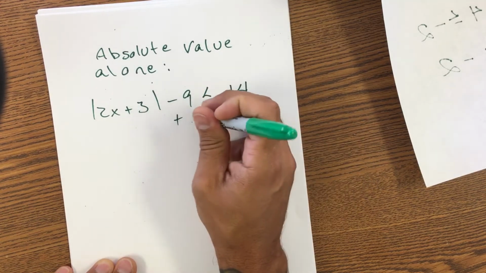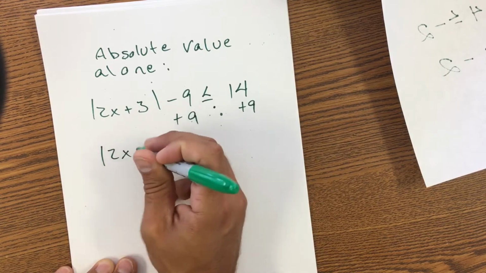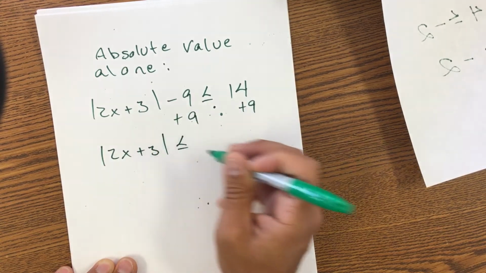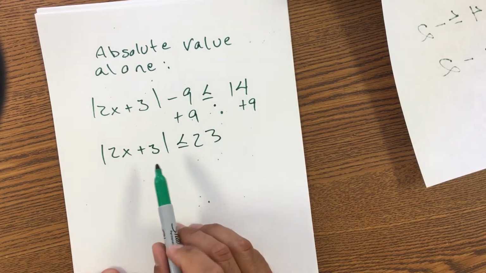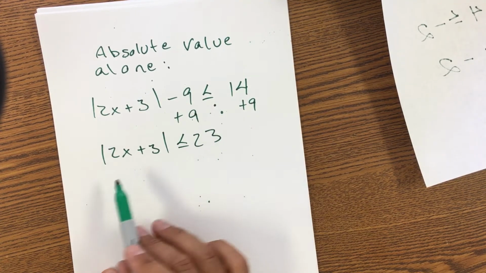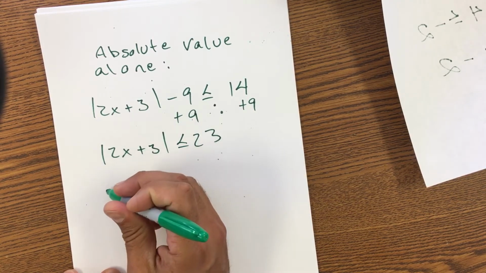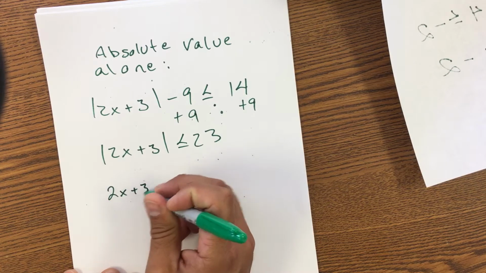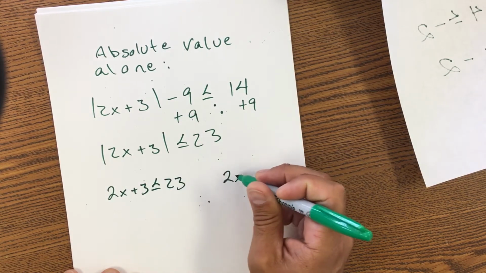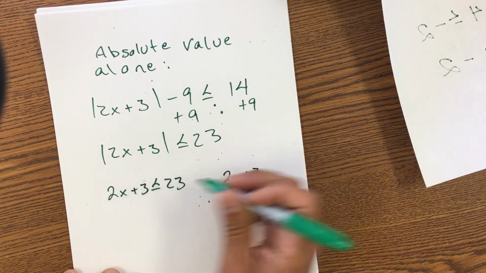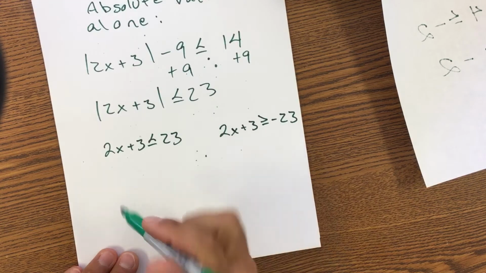So I'm going to add 9 on this one. So once I get to this step, I can set it equal to the positive and the negative. But here's the thing, it's an inequality. So I'm going to go 2x plus 3 is less than or equal to 23. And I'm going to go 2x plus 3, flip this around, greater than or equal to negative 23. Then I'm going to solve it out.